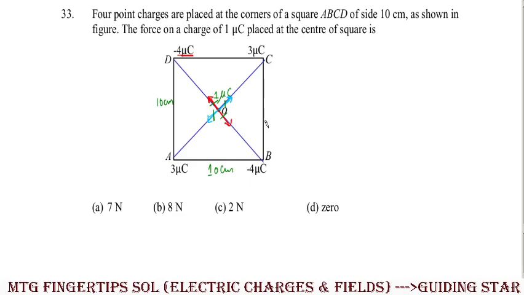That means here in this particular case the net force on 1 microcoulomb charge placed at the center, that will be net force will be how much? Net force will be 0. So over here net force will become 0. So option D will be the correct one.